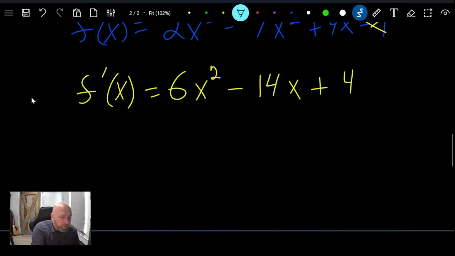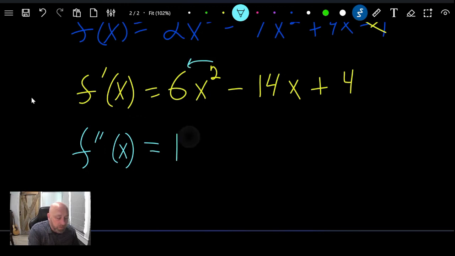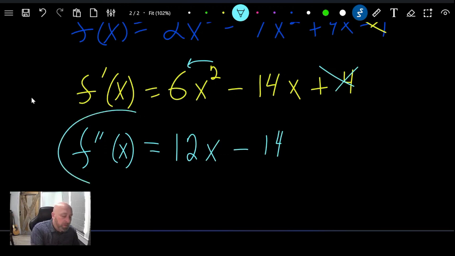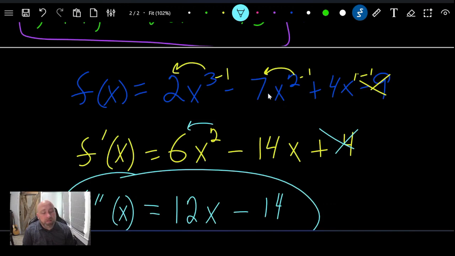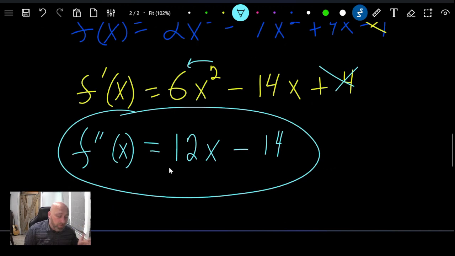And now we want to find the second derivative. So f double prime of x is going to equal, again, same process. 2 times 6 is going to give us 12. 2 minus 1 is just going to give us our x. 1 times 14 is 14. The x goes away. The constant goes away. And so here is your second derivative of 2x cubed minus 7x squared plus 4x minus 9. There's the first derivative, second derivative, 12x minus 14.